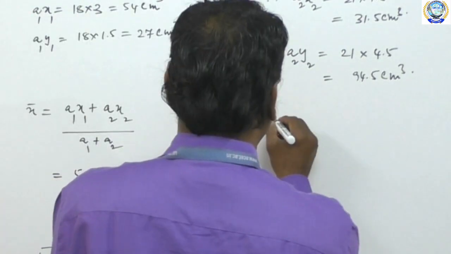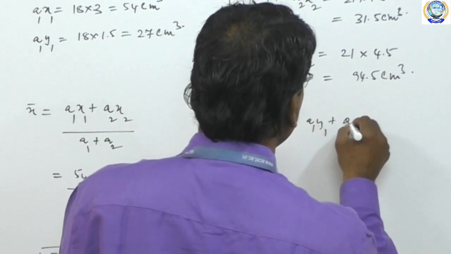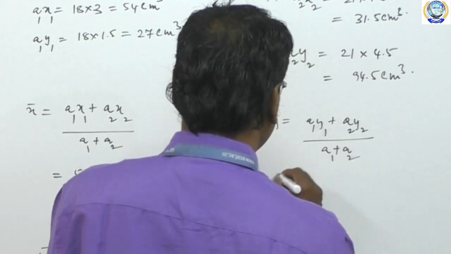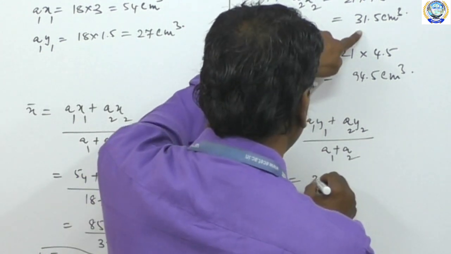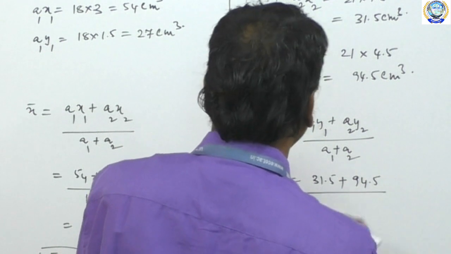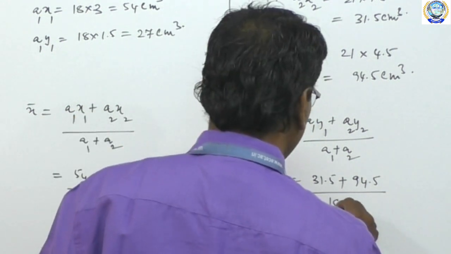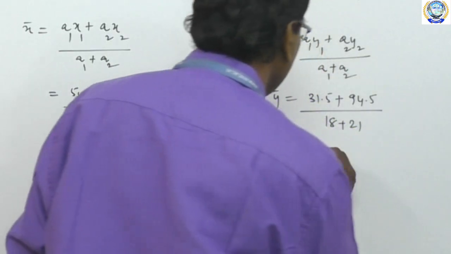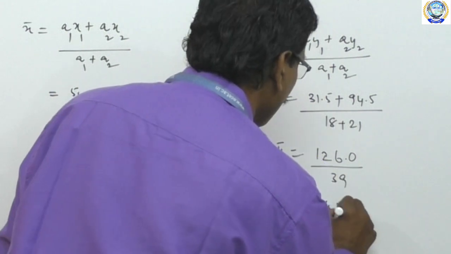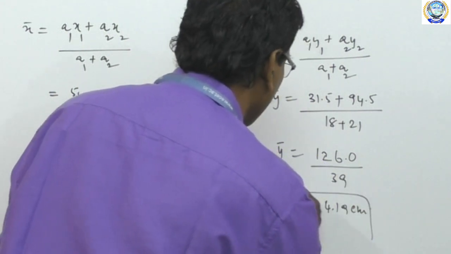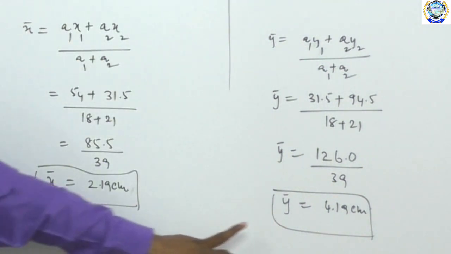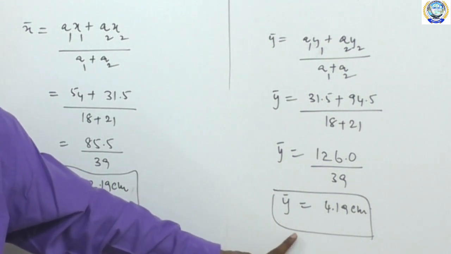And similarly, Y bar is equal to A1Y1 plus A2Y2 divided by A1 plus A2. Therefore, Y bar is equal to A1Y1, which is 31.5, plus A2Y2, which is 94.5, divided by A1 plus A2, that means 18 plus 21, which is equal to 126.0 divided by 39, 4.19 centimeters. This is the Y coordinate. Therefore, X bar is equal to 2.19 centimeters and Y bar is equal to 4.19 centimeters.